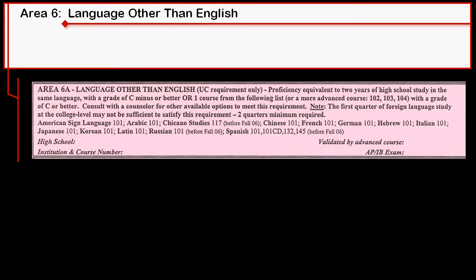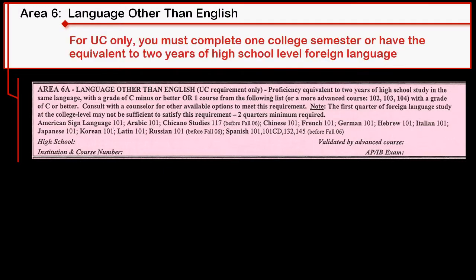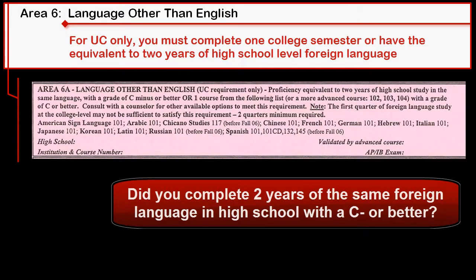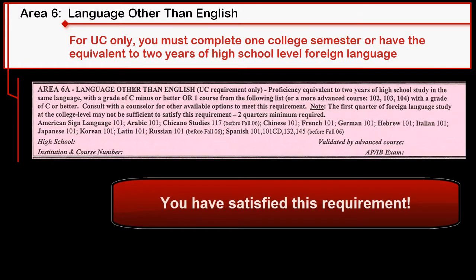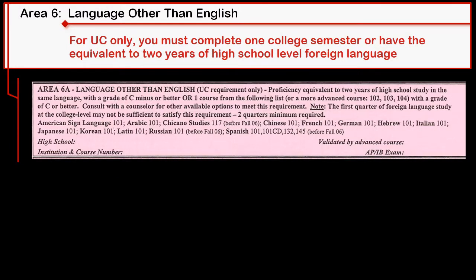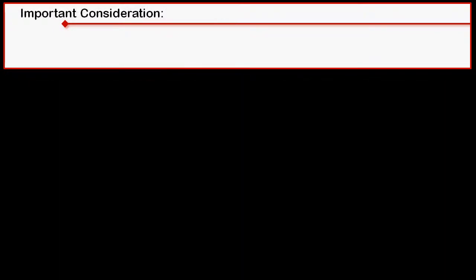Area 6 centers around language other than English. In this area, you will need 1 college semester of a foreign language. Great news! For those of you who have completed 2 years of the same foreign language in high school and earned a C- grade or better, you have satisfied this area and are not required to complete it. Also, this is a UC requirement only, so if you're thinking about transferring only to a CSU, no need to take it.